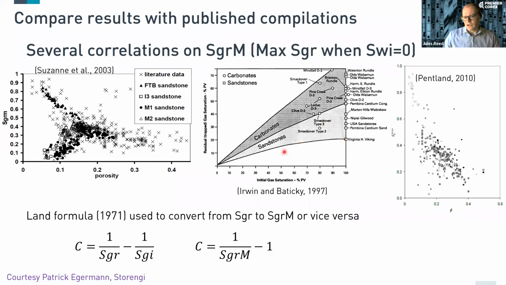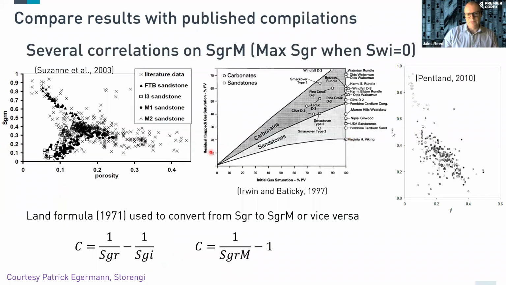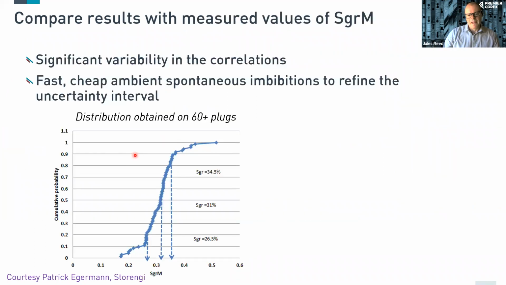And the Land formula for correlating this is this here. So some constant C is 1 over residual minus 1 over initial gas saturation. And that constant is also 1 over the maximum minus 1 to give this maximum. So the curves are going from 0 into this maximum residual gas saturation. And because many of those tests are performed, the quick and cheap test which I'll show in a minute, you can perform lots of samples potentially.